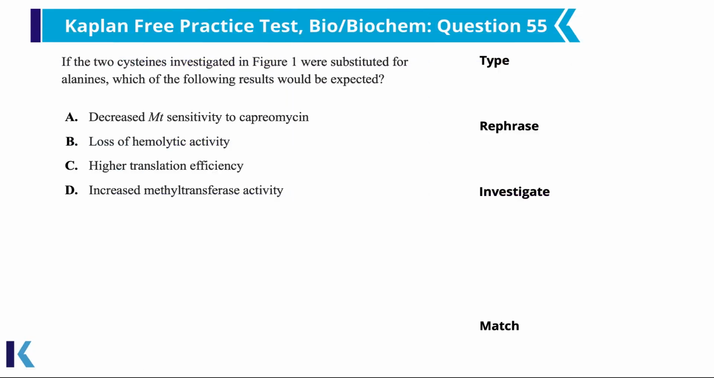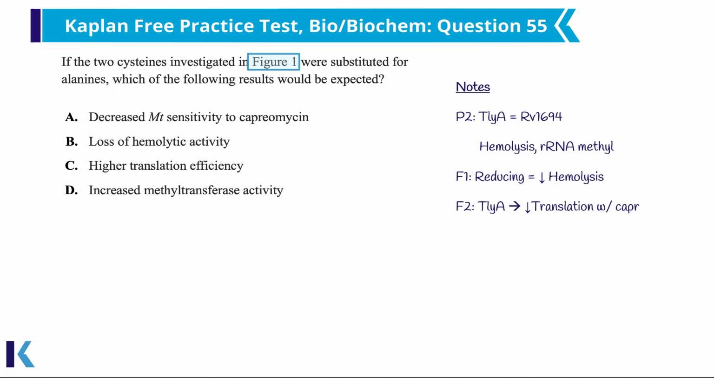Question 55 immediately stands out as a data analysis question, given figure 1 is mentioned in the question stem. This question is more specifically asking what would happen if two cysteines turned into alanines. I like to think of these as extended data analysis type questions, as this question is not only asking for an understanding of the results of figure 1, but also to apply these findings to a related but new situation.